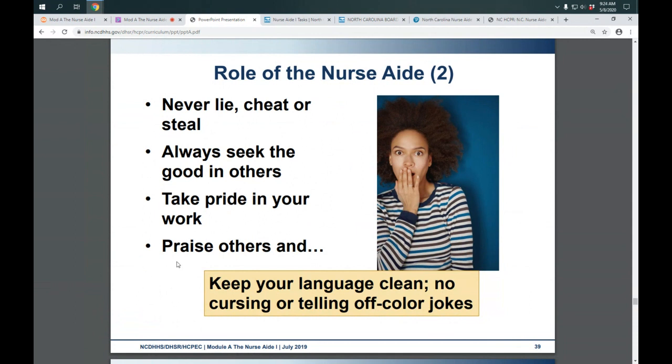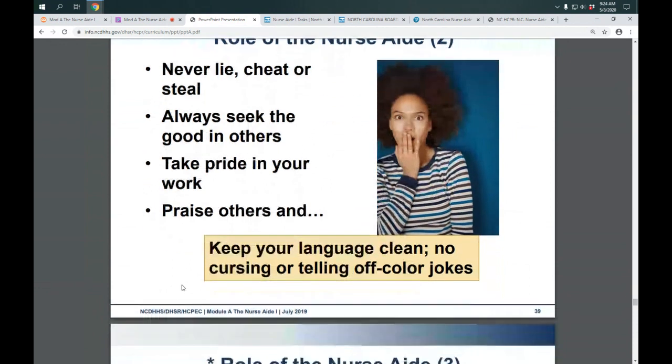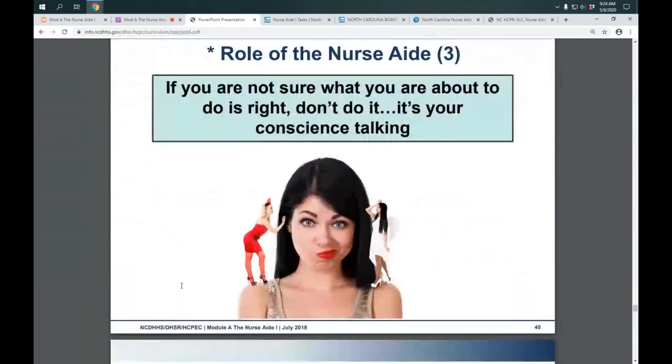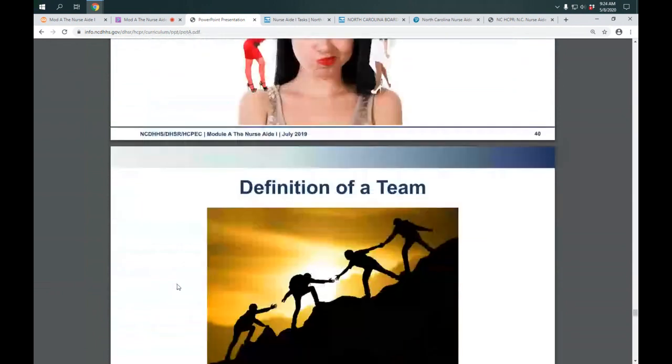Praise others. Praise your clients when they do a good job. Praise them. Everybody needs to hear that. And keep your language clean. No cursing and no telling of off-color jokes. That's just not cool in any setting. If you're not sure about what you're getting ready to do, don't do it. It's your conscience talking.